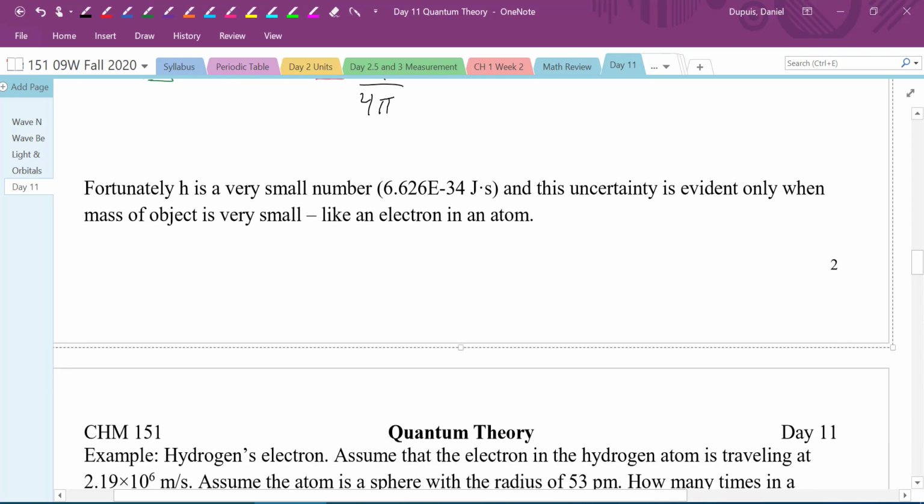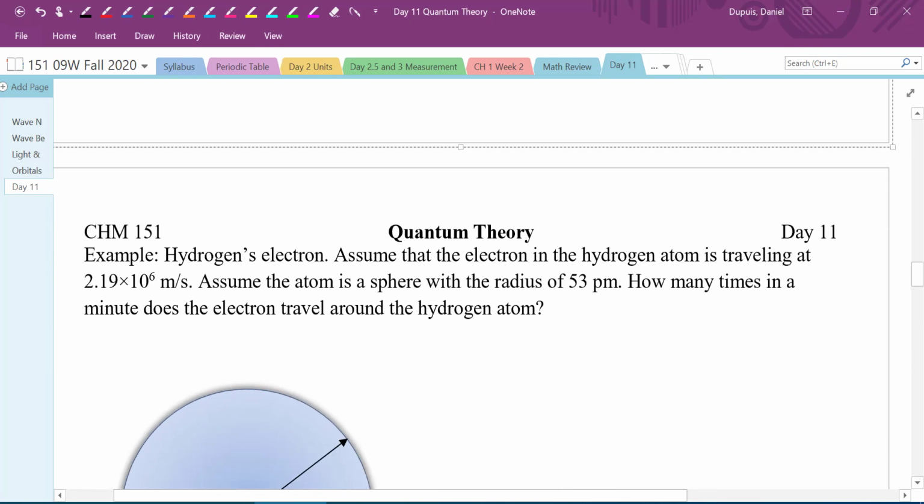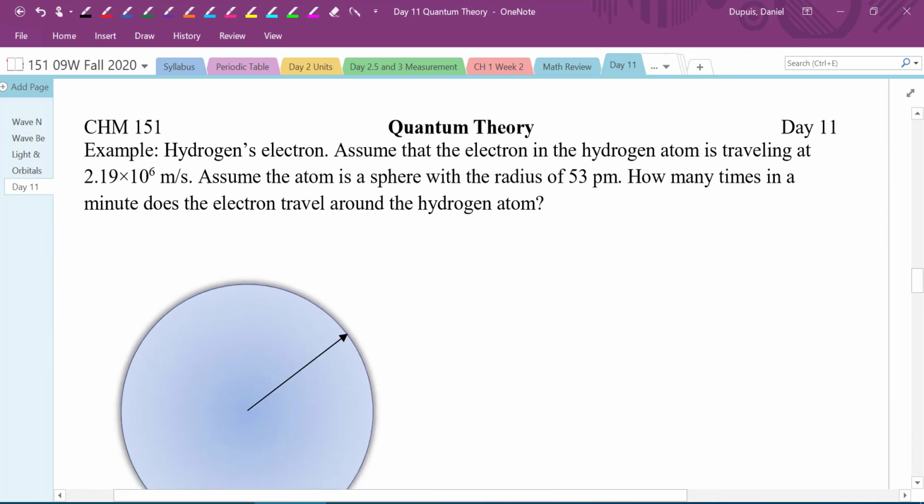All right, so let's look at this first of all. I have this example here about the electron in the hydrogen atom, and we're going to make a little bit of approximations here. We're going to overestimate it so that even though it's going to be too much, it's still going to be good for our example.